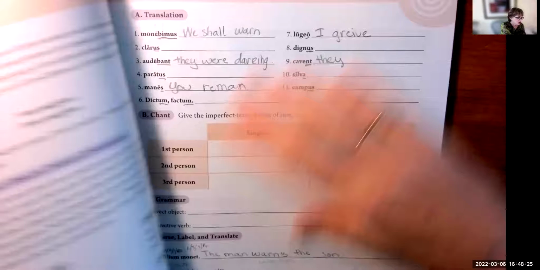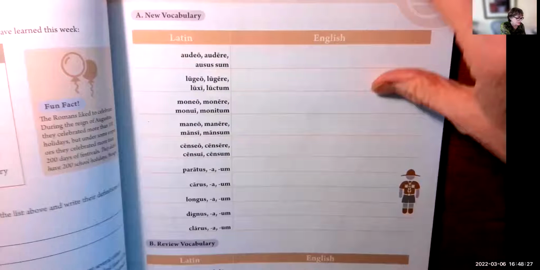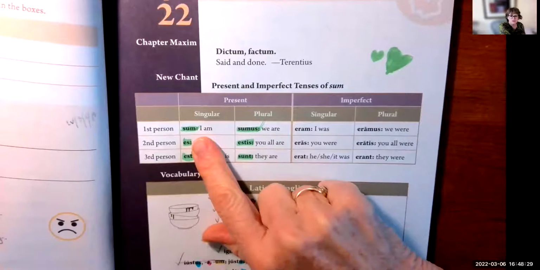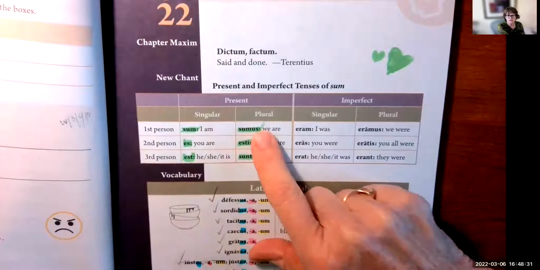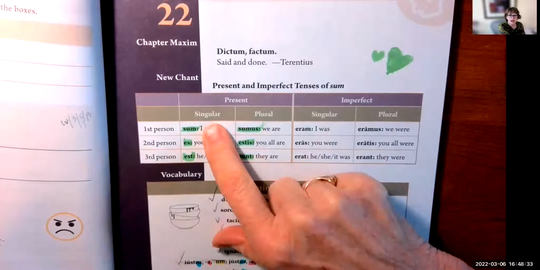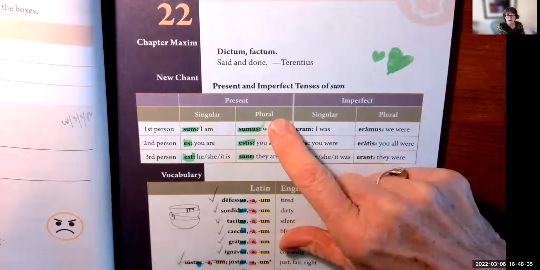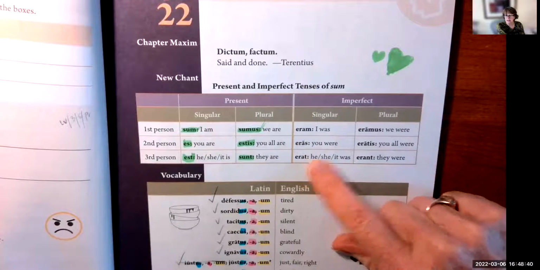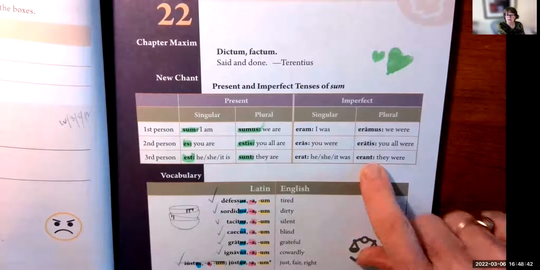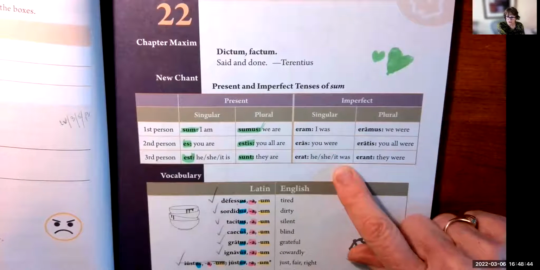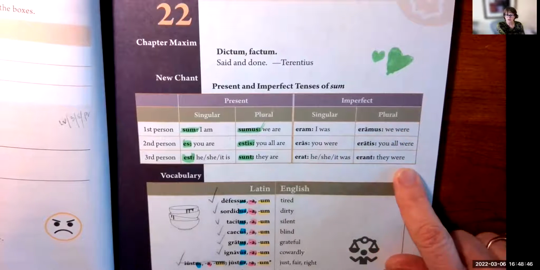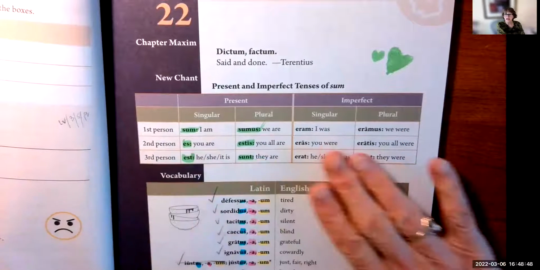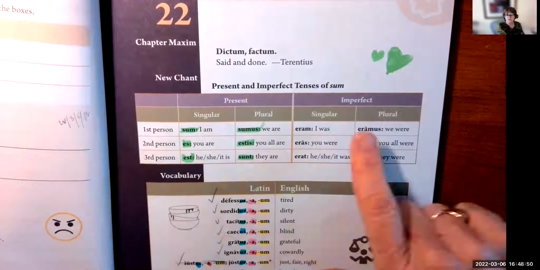The following chapter actually has them side by side. Sum, es, est, sumus, estis, sunt. I am, you are, he, she, it is. We are, you all are, they are. Eram, eras, erat. Eramus, eratis, erant. I was, you were, he, she, it was. We were, you all were, they were. So there it is, side by side, the present, the imperfect.